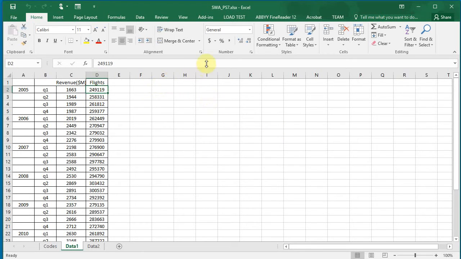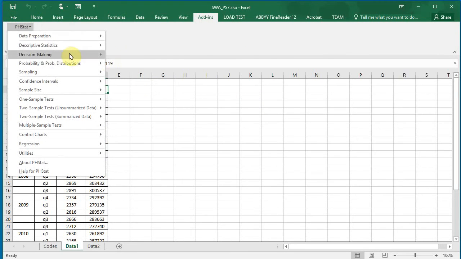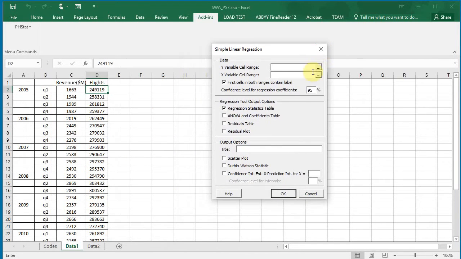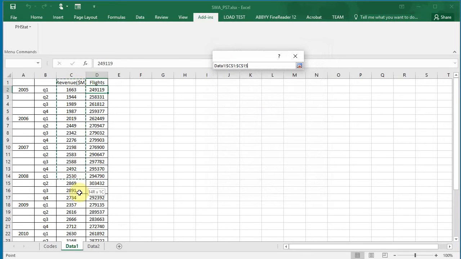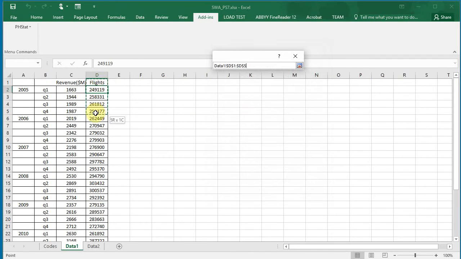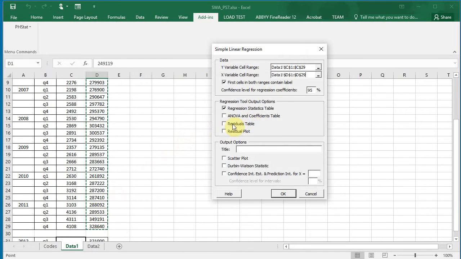So to do that, let's click Add-Ins, PHStat, and go to Regression, Simple Linear Regression, and this pops up. And for Y, that's the revenue column here, down to 29. And for X, the independent variable, that's flights. And we're going to check all these checkboxes here.